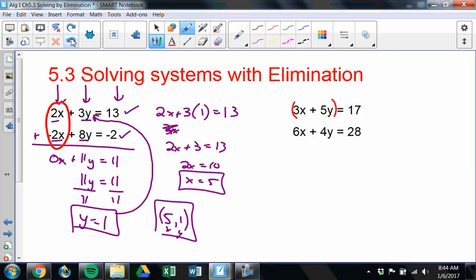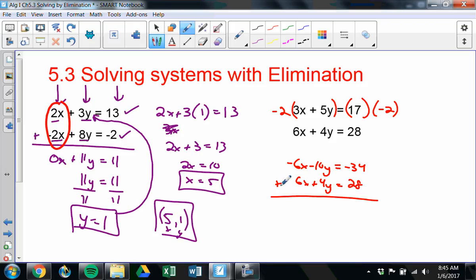So I'm going to multiply the top equation, the whole entire equation, the left and the right side, by negative 2. That gets me negative 6x minus 10y equals negative 34. And on the bottom, I still have 6x plus 4y equals 28. Now when I add these up, the x's cancel. These go away. I get negative 6y equals negative 6. And again, y equals 1.